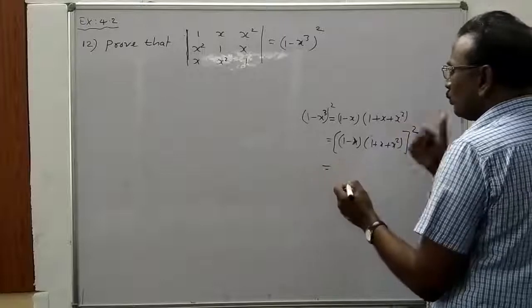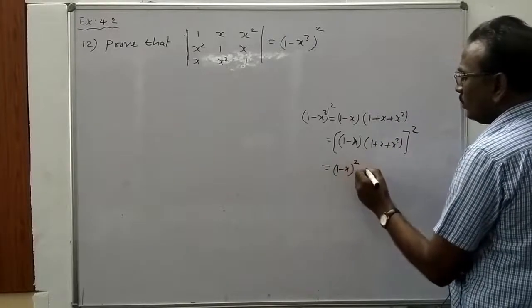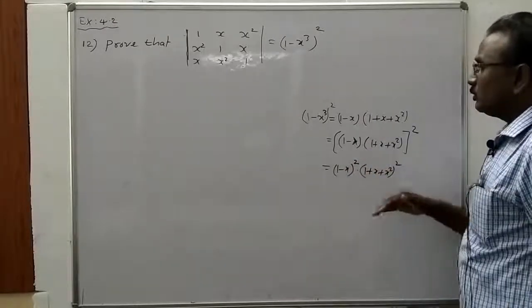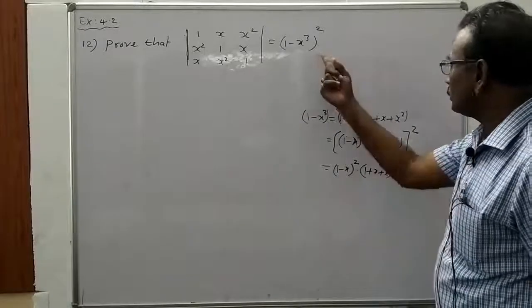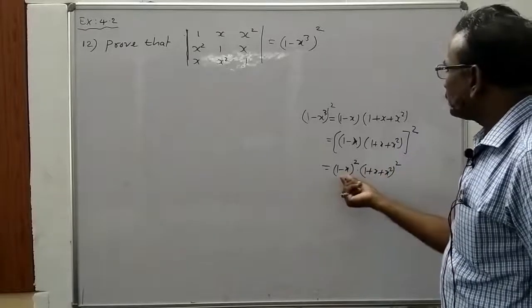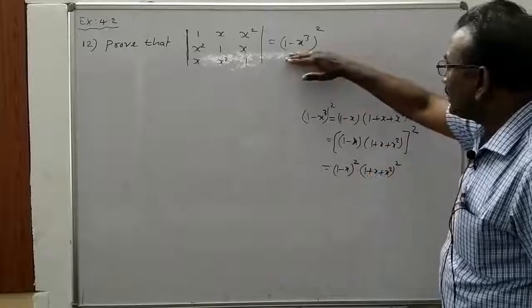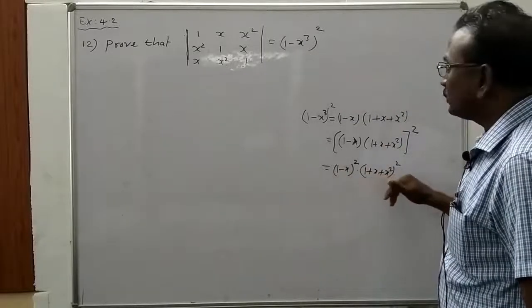So that means to prove 1 minus x cube whole square, we need to prove the determinant of this value is 1 minus x whole square into 1 plus x square whole square. That means 2 factors 1 minus x, 2 factors 1 plus x square. So therefore 1 minus x cube is the same as 1 minus x whole square into 1 plus x square.